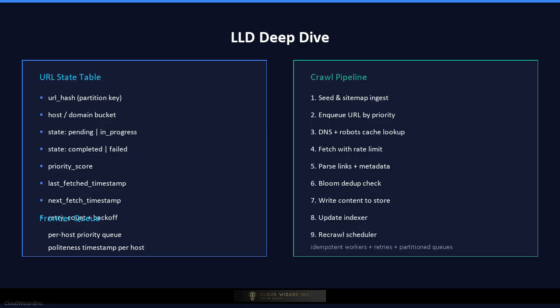After fetching, a parser pipeline extracts links and metadata, updates the deduplication store, and writes content to object storage. The scheduler handles retries with exponential backoff for transient failures and dead letter queues for persistent failures. A configuration service manages crawl rules, rate limits, and excluded domains. The system supports incremental recrawling by comparing content hashes before reindexing.